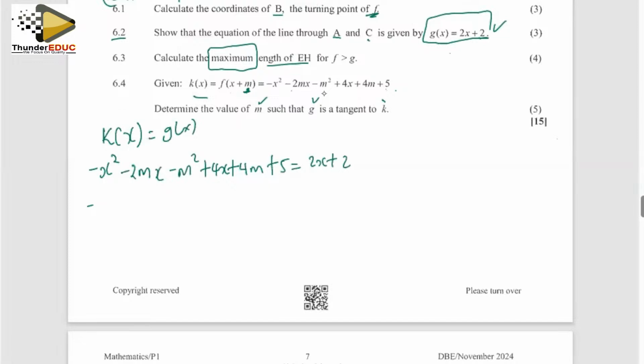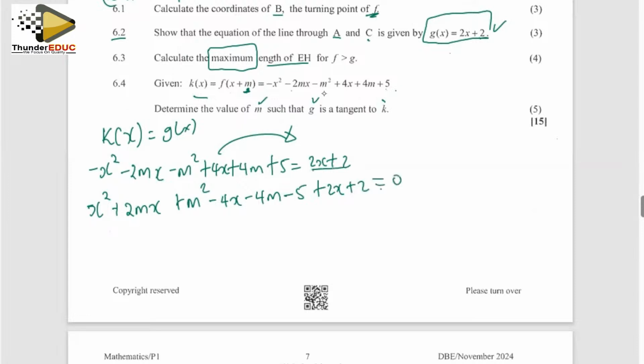Which side am I moving everything? Let me move everything to that side so that I have just positive x squared. So that's going to be x squared plus 2mx plus m squared minus 4x minus 4m minus 5 plus 2x plus 2. These signs stay the same. It's equal to 0. Doesn't matter where you put the equal sign, okay?